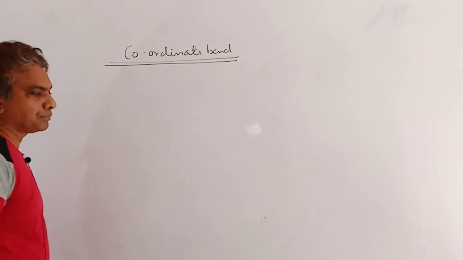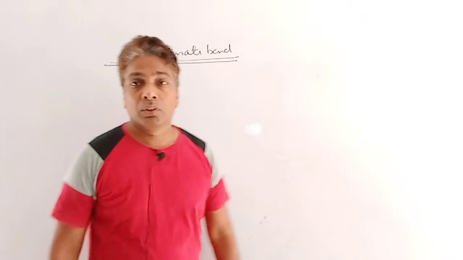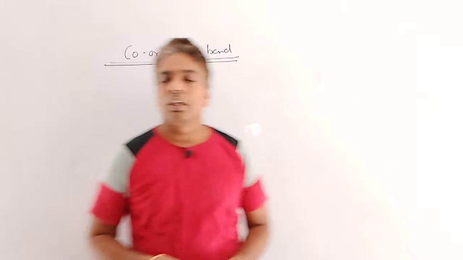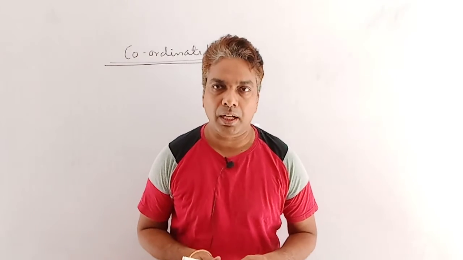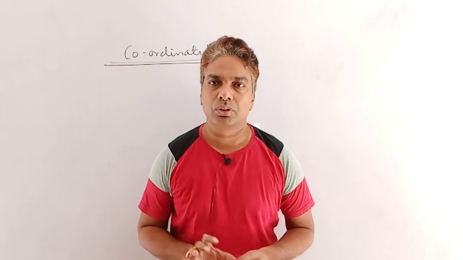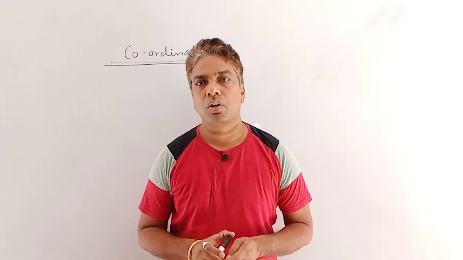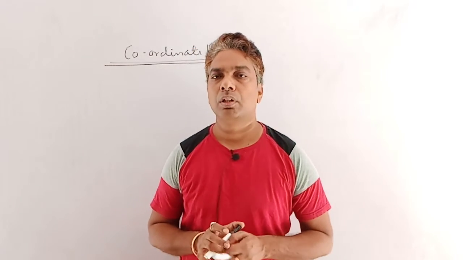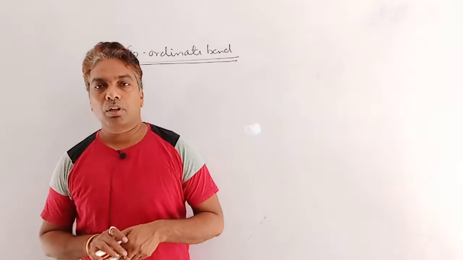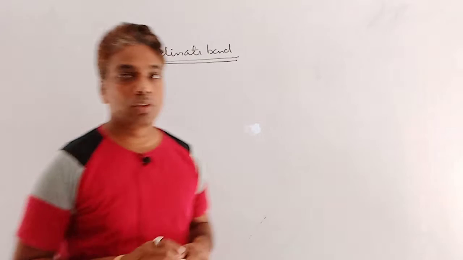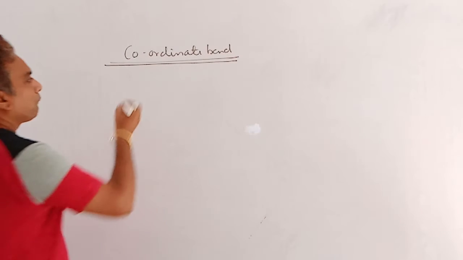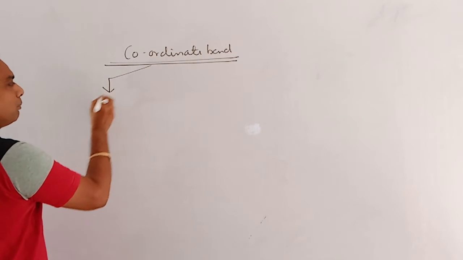Coordinate bond. So actually, a coordinate bond is the combination of ionic as well as covalent bond, both. It is the combination of ionic and covalent bond. Actually, coordinate bond is defined in three different ways. First is simple coordinate.